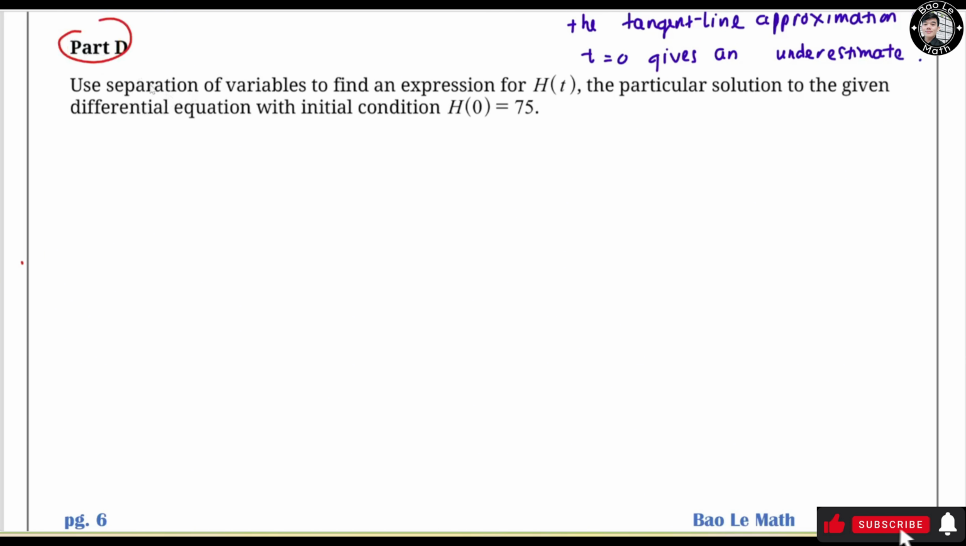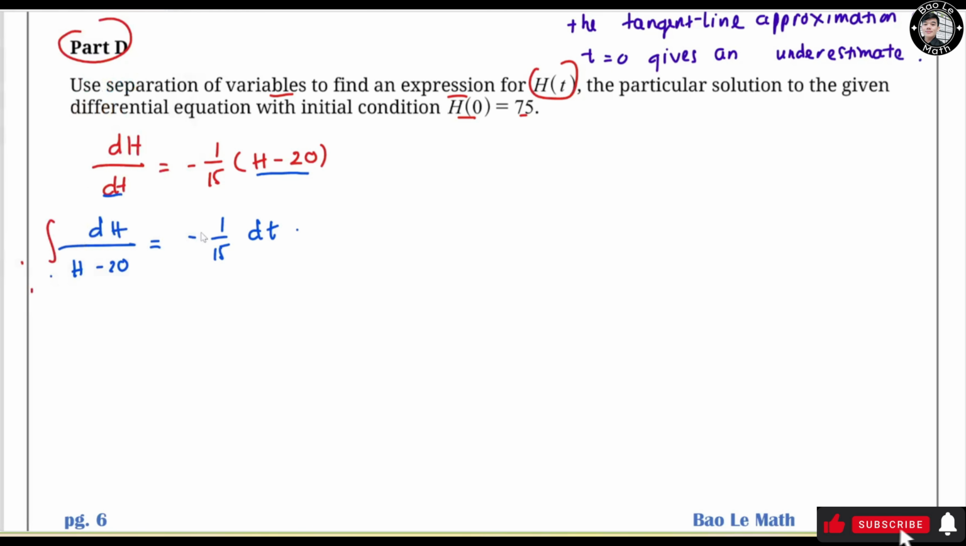Now question D. Use separation of variables to find an expression for h of t, the particular solution to the given differential equation with initial condition h of 0 equals 75, right? So we need to divide both sides by h minus 20 and multiply both sides by dt, right? So it's going to be, now we're going to integrate both sides. The left hand side is ln of absolute value of h minus 20. The right hand side is negative 1 over 15 t plus c, right?